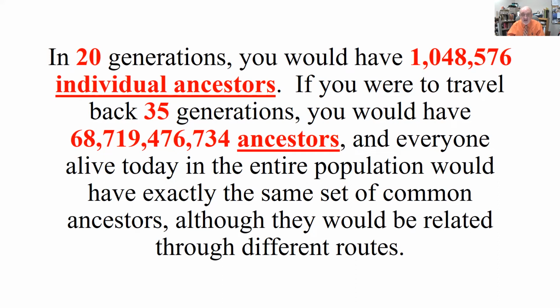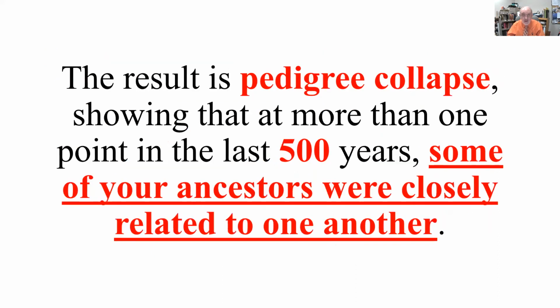Since this mathematical conundrum is impossible, the result is called pedigree collapse, showing that at more than one point in the last 500 years, some of your ancestors were closely related to one another.